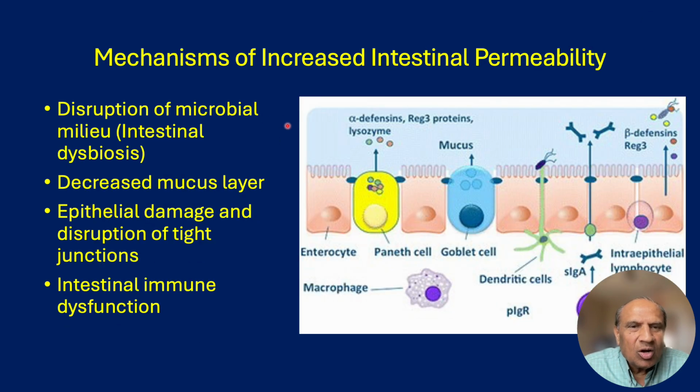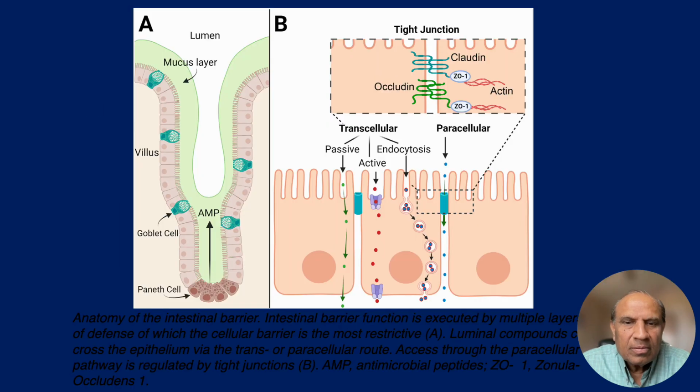The next cause of increased intestinal permeability is epithelial damage and also disruption of these tight junctions. We looked at the mucus layer, we looked at the microbiota. Now we will look at the intestinal epithelial level where the tight junctions are affected. So we have looked at the tight junctions before. This is the small intestinal lining. It has many different cells.